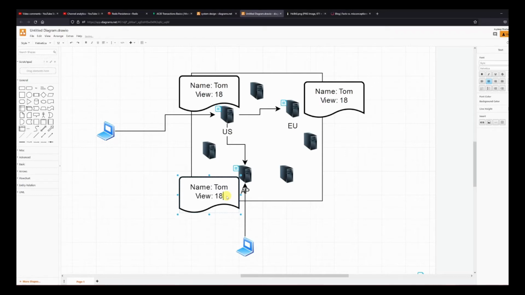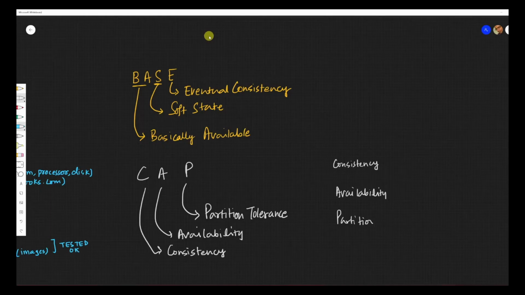Okay, now my value is 18. You take the updated value from me. So this is how eventual consistency works, right? Eventually it will be consistent. It might not be consistent immediately. So these are the three things that we are talking about over here, right? And we are talking in terms of SQL and NoSQL.